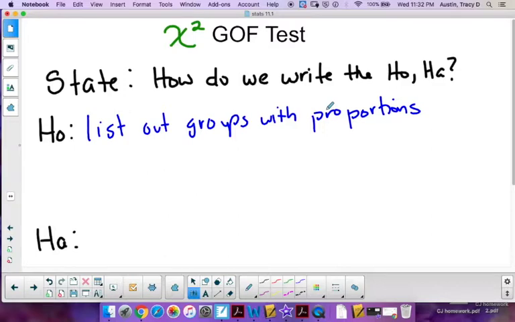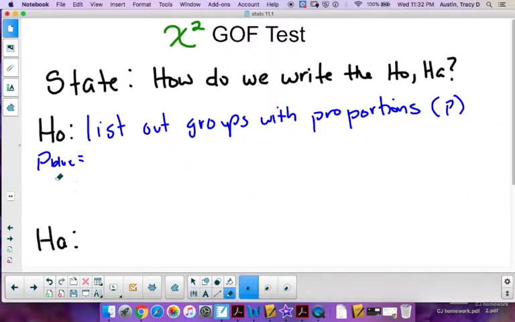Now, please keep in mind, since these are proportions, that the variable that you're going to use is always going to be p. And it's going to be p of whatever. So like if you were doing M&Ms, you would do like p of blue, and you would tell me the proportion of what the distribution actually says it is. And you would do p of green and p of yellow, and you would list all 6 colors out if we were doing M&Ms. Okay?